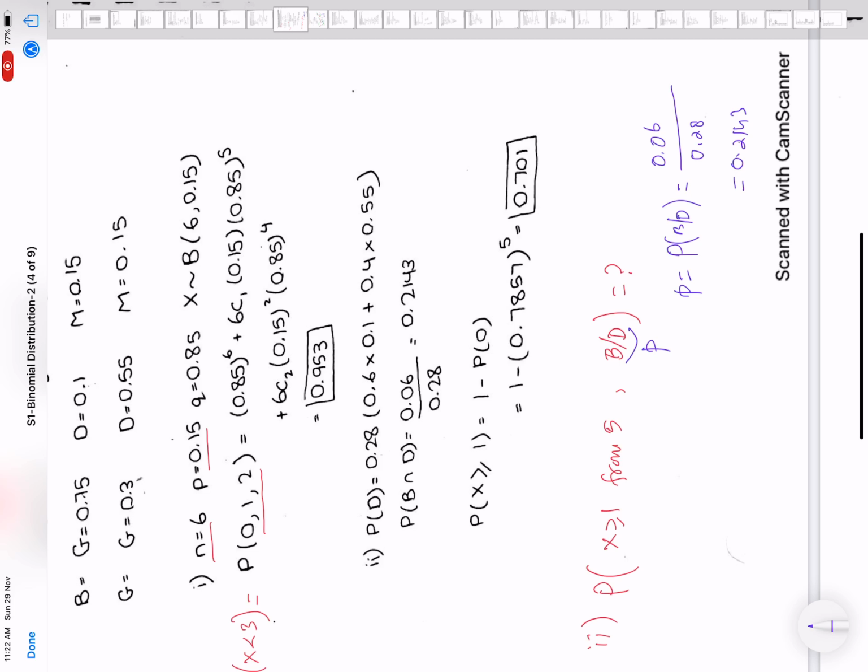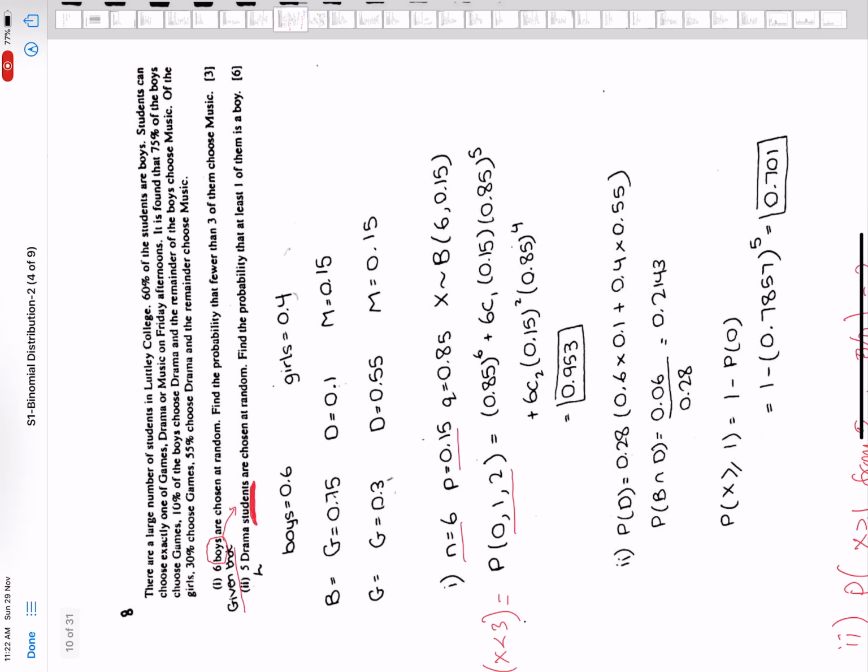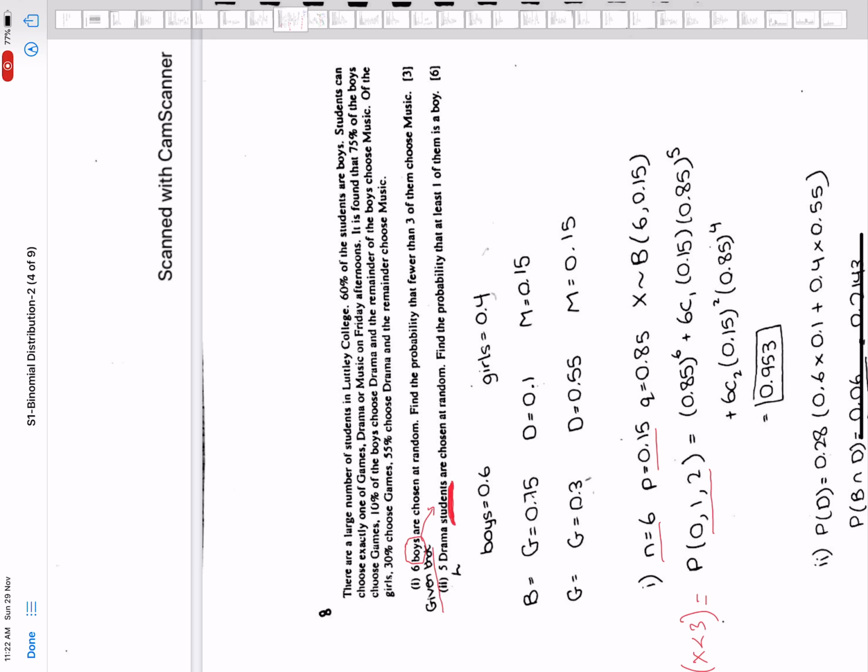You know how to find a conditional probability. For that you should use tree diagram. I'm drawing a tree diagram here for all of you. There were 0.4 probability for girls, and 0.6 probability for boys. And there are 3 things. This tree is not required, so I'm just using this tree for drama.